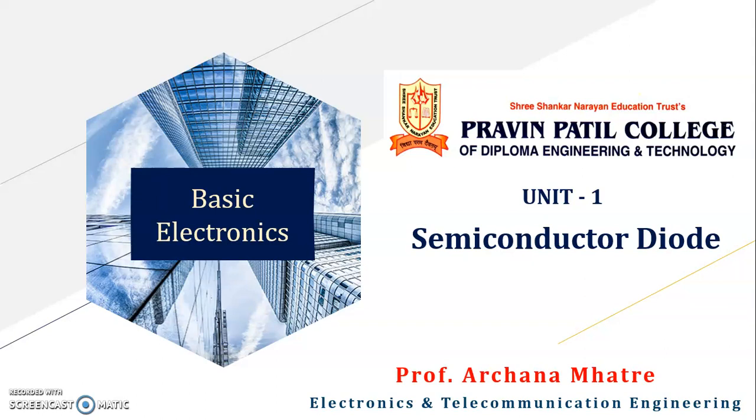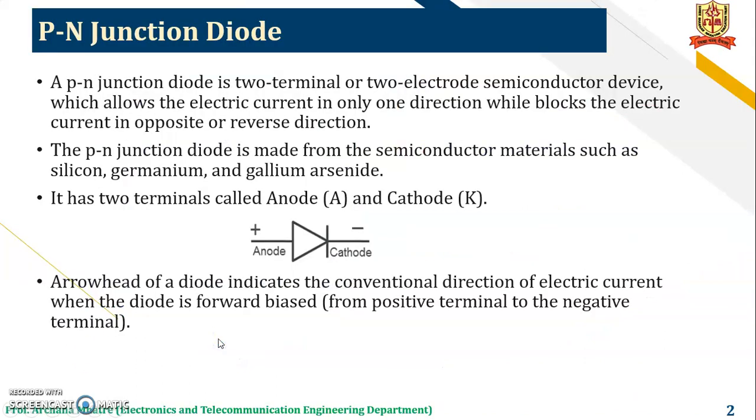In this video, we are going to continue with the first unit of Basic Electronics, that is Semiconductor Diode. So here we will see about PN junction diode. A PN junction diode is a two-terminal or two-electrode semiconductor device which allows the electric current in only one direction while blocking the electric current in the opposite or reverse direction.